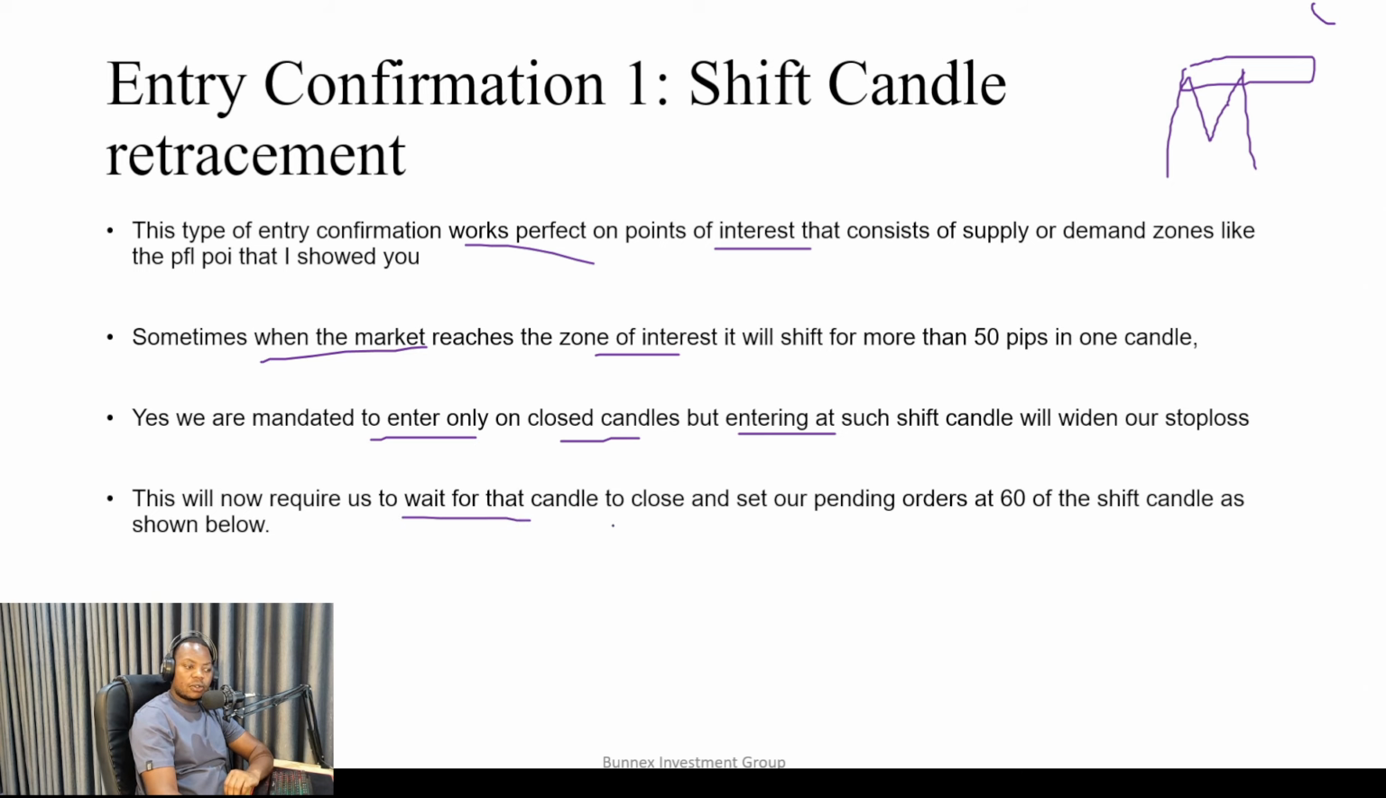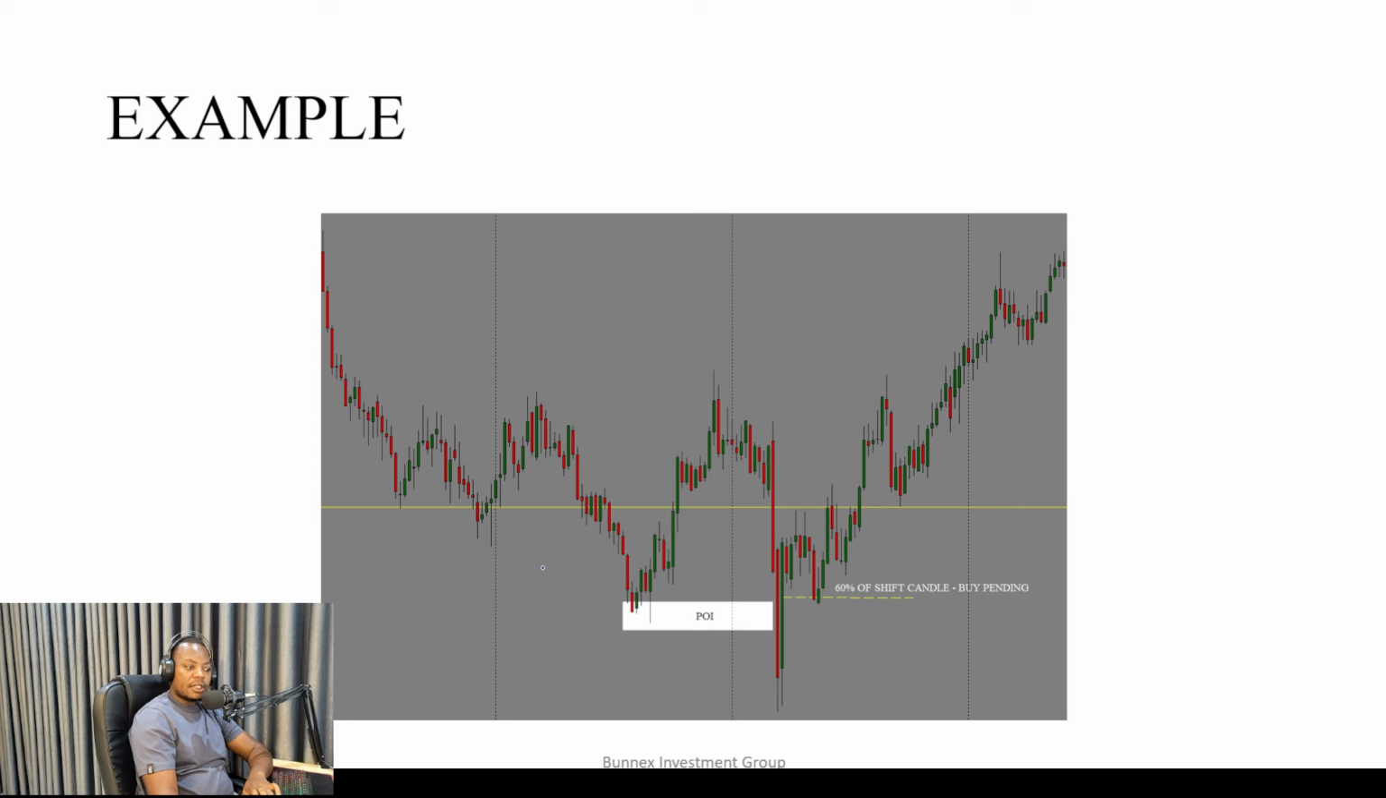Wait for it to close and then set your pending order at 60% of the shift candle as shown below. So we are saying 60% of that particular candlestick is where you will set your pending order. It might be a buy stop, a sell stop, a sell limit, depending on whatever scenario that you have.